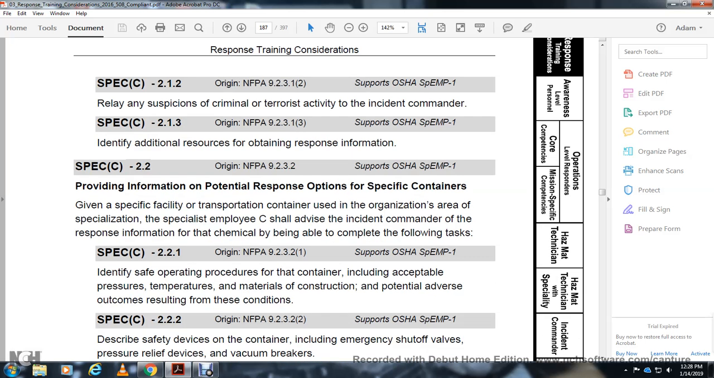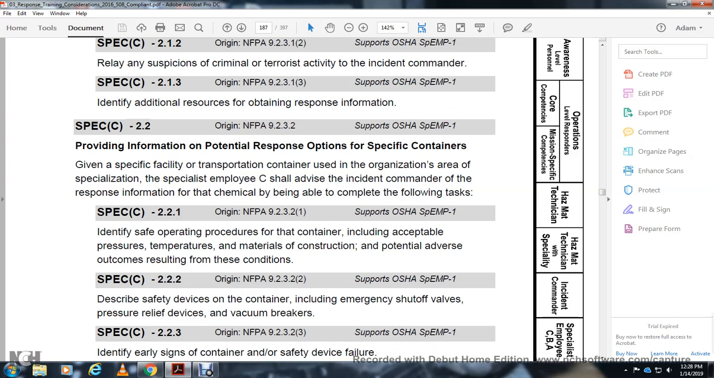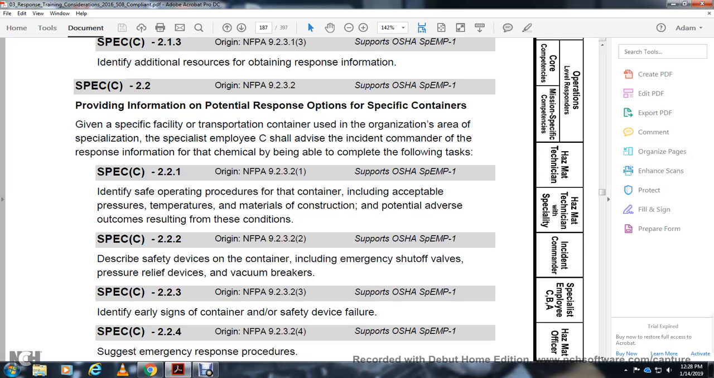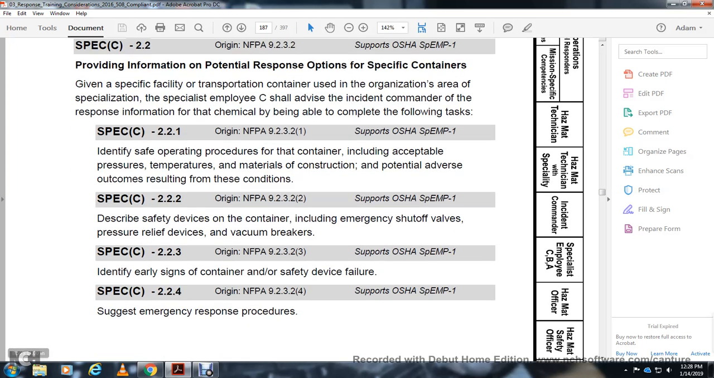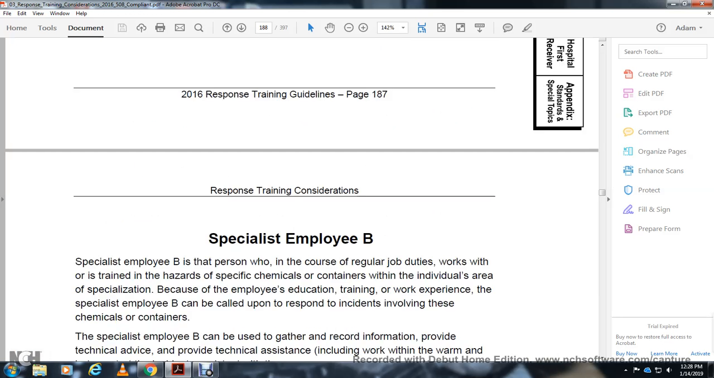Describe the safety devices of the container, including emergency shut-off and pressure relief devices, that accurately identify early signs of container safety failure, subject to the emergency response procedures. All right, specialist employee B.